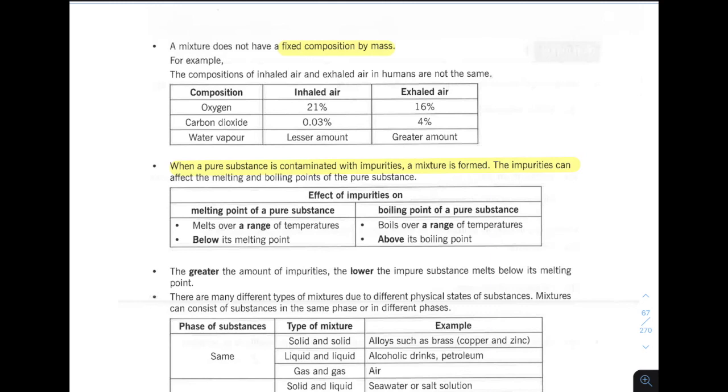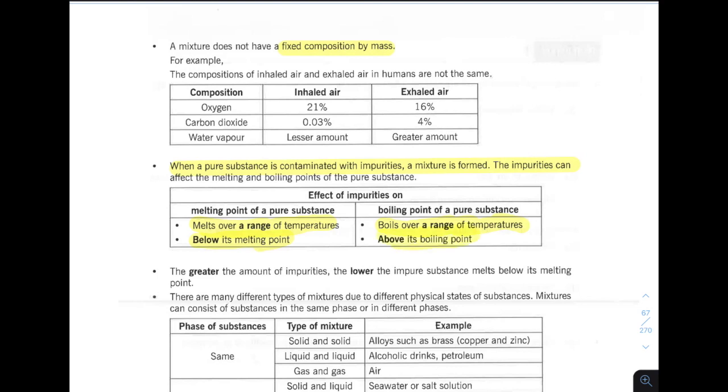They vary because they contain other forms of molecules, and this would actually affect their melting and boiling point. First of all, there will be variation, but more importantly, with mixtures, with impurities, your melting point will be below. You reduce the melting point. And the boiling point is actually above.